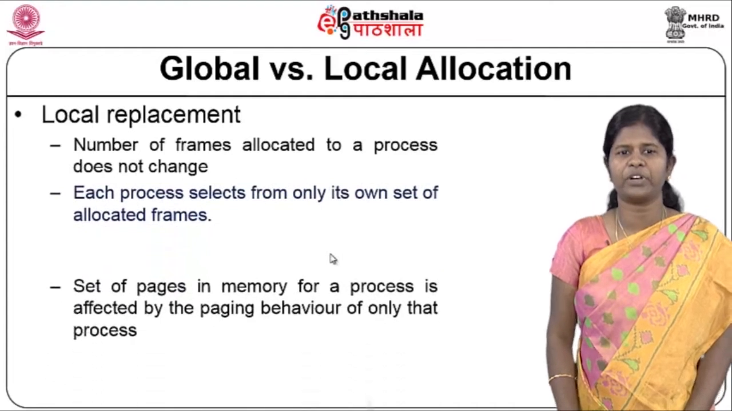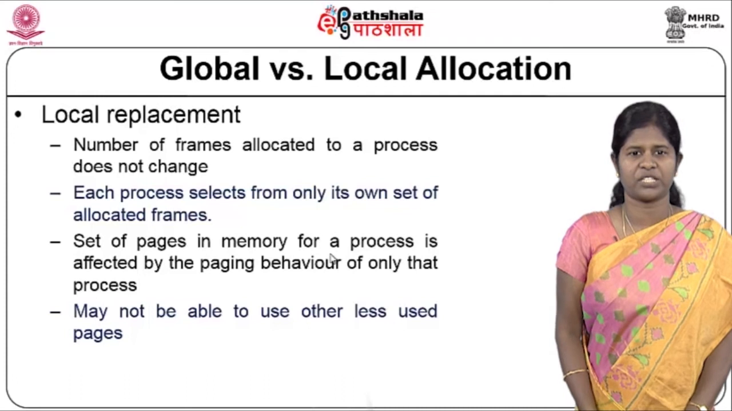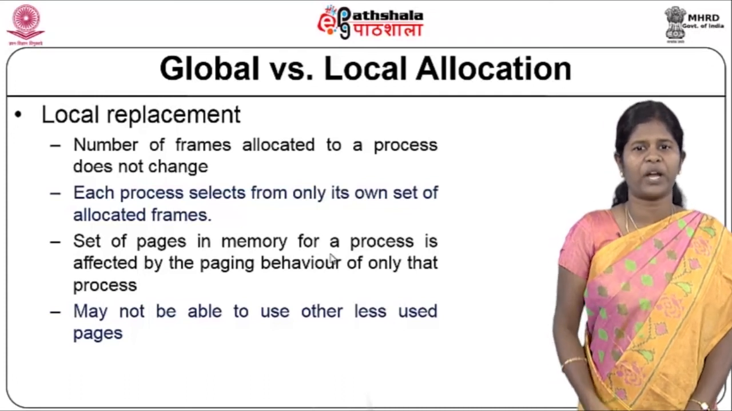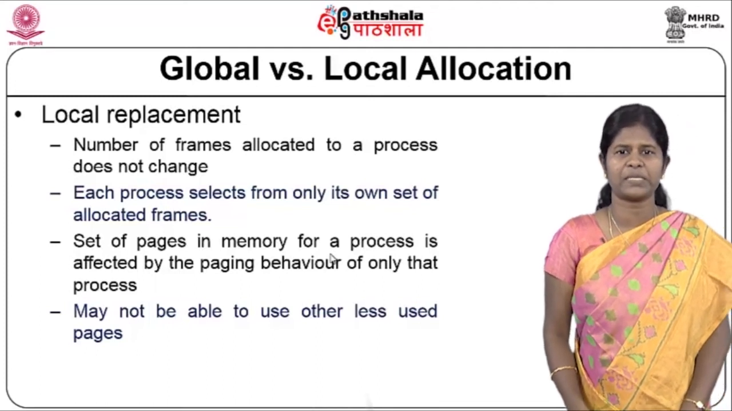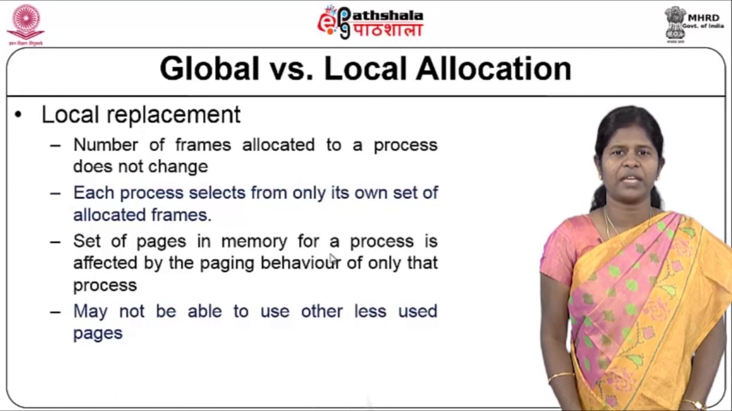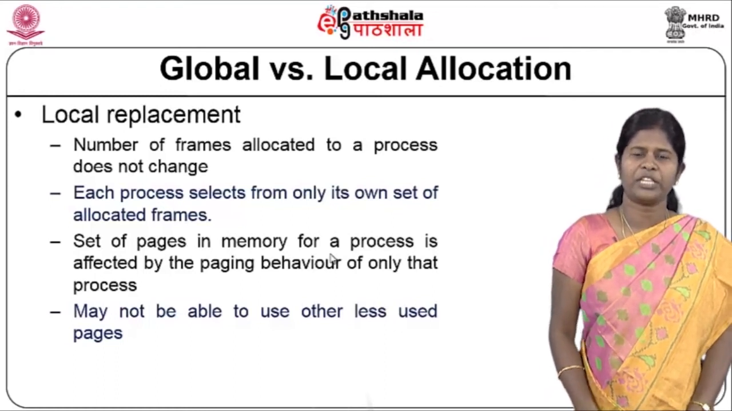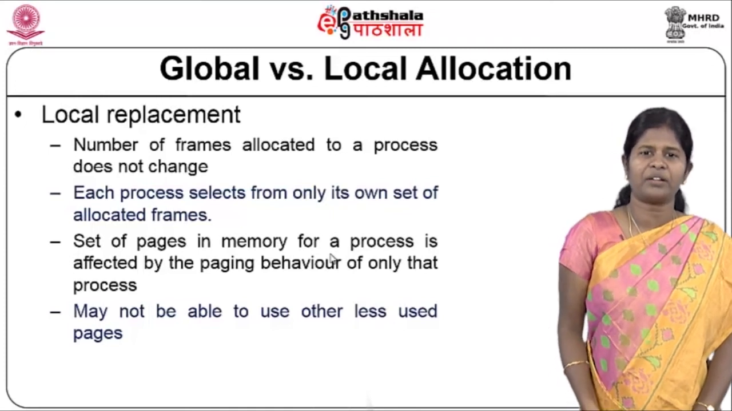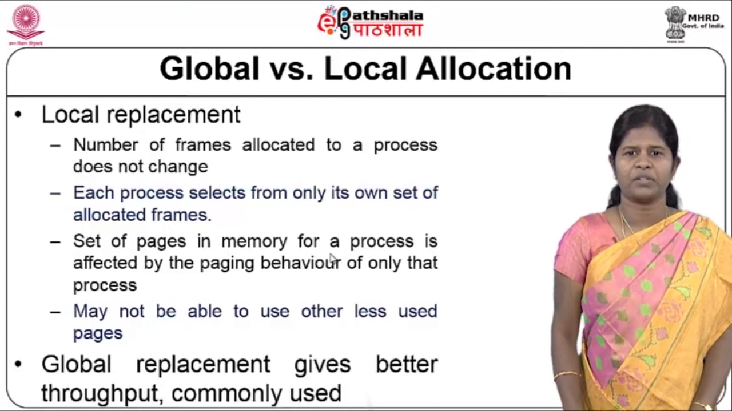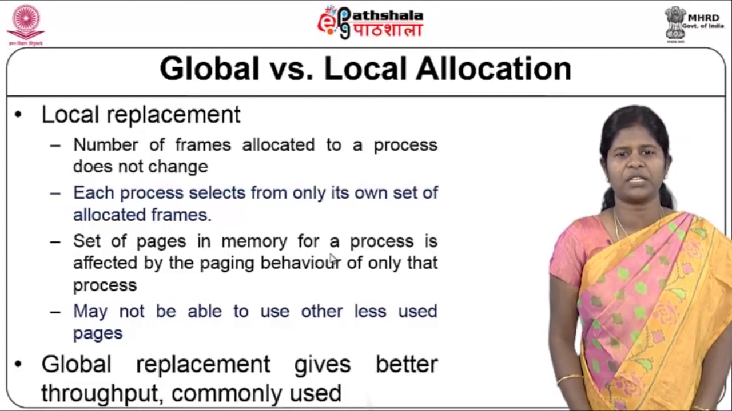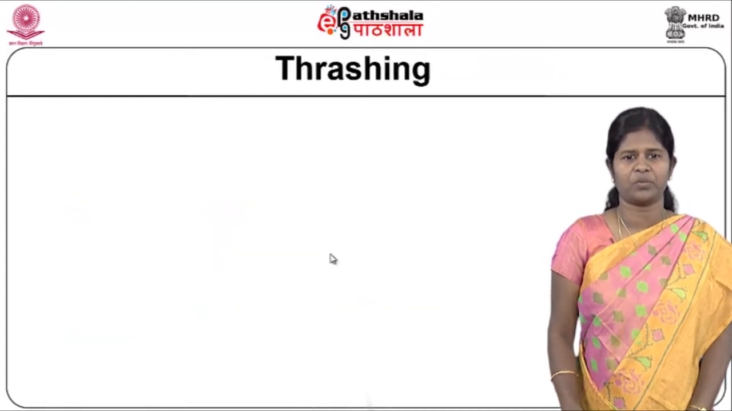But in the case of local replacement, the number of frames that are allocated to a process does not change. Each process will select only from its own set of allocated frames. Because of that, the set of pages in memory for a process is affected by the paging behavior of only that particular process. So, this process may not be able to use other less used pages. Because of this, global replacement gives better throughput and it is the one that is commonly used.